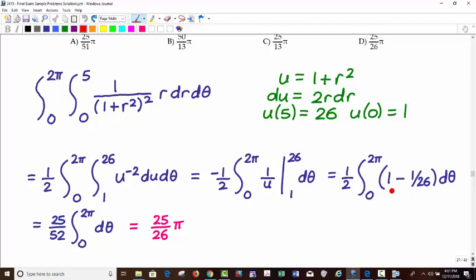So that makes the inside part 25 over 26, times 1/2 gives you 25 over 52. And then the antiderivative of d theta from 0 to 2 pi, that's easy enough. That just gives you theta. So it's just going to throw a 2 pi in there. So the 2 pi comes in, and then the 2 reduces the 52 to 26. So it ends up being 25 over 26 pi, which is answer D. Excellent.